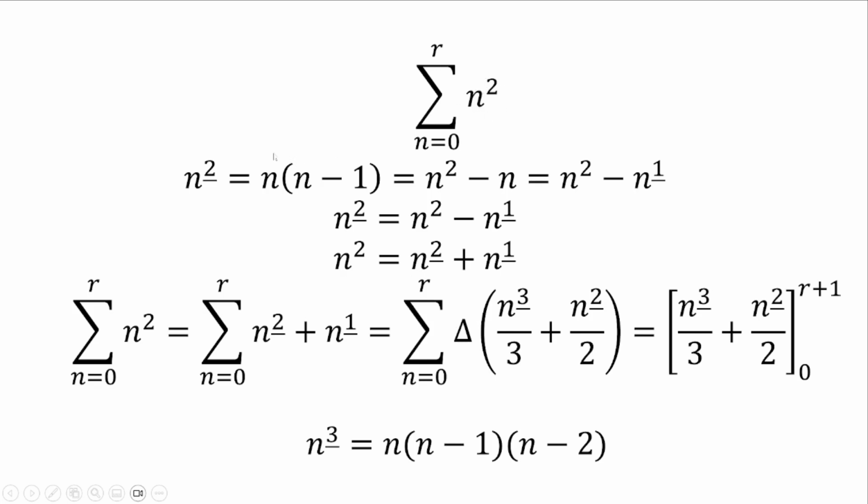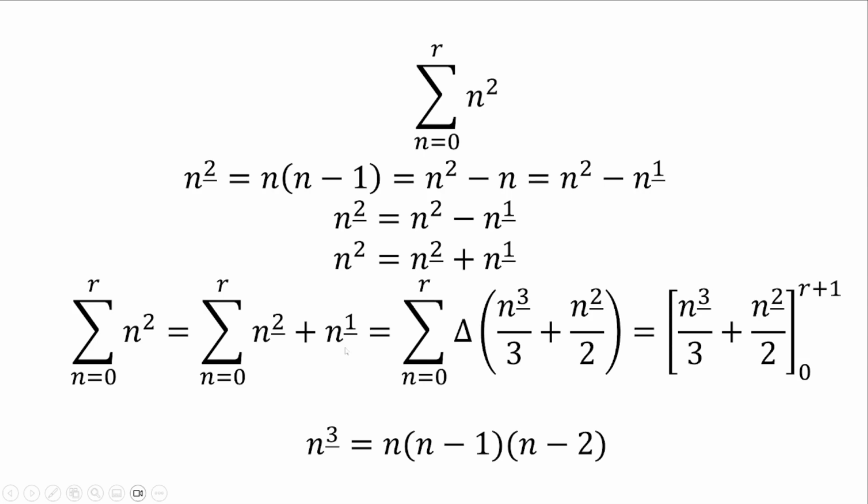How can we do this? We have n to the falling 2 equals n multiplied by n minus 1, which is equal to n squared minus n. Here n we can replace with n to the falling 1. When we take n to the falling 2 equals n squared minus n to the falling 1, we can move n to the falling 1 to the left side. We will get n squared equals n to the falling 2 plus n to the falling 1. So we can change n squared here to n to the falling 2 plus n to the falling 1.